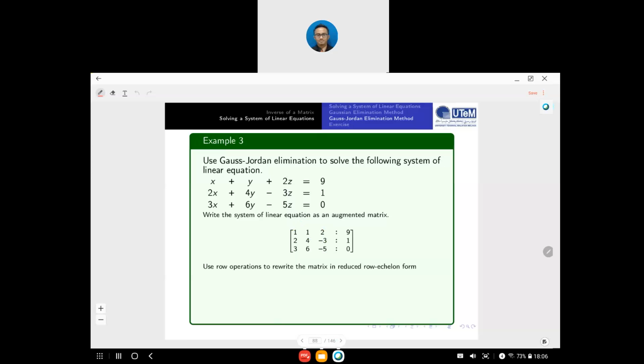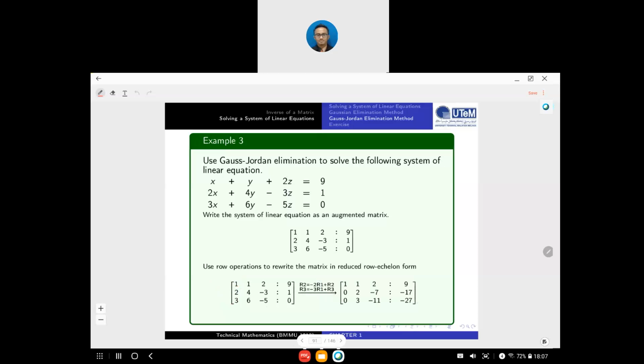Okay, so I'm using this value. I want to change here to become 0 first. When I want to change row 2 and row 3 to become 0, I must use row 1. That's why I'm using row 1 here. Okay, so row 2 equals negative 2 row 1 plus row 2, and row 3 equals negative 3 row 1 plus row 3. Okay, so we can get this value.